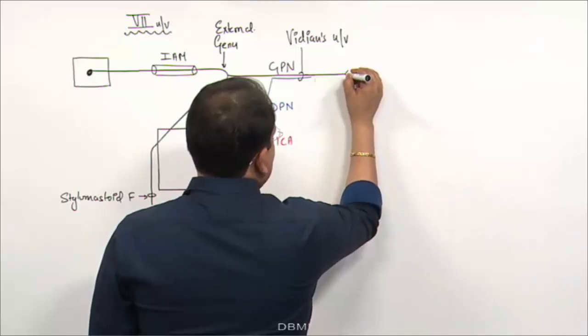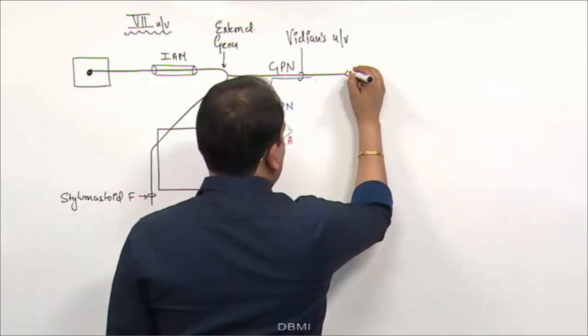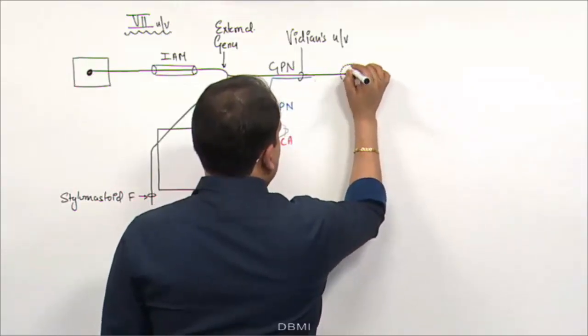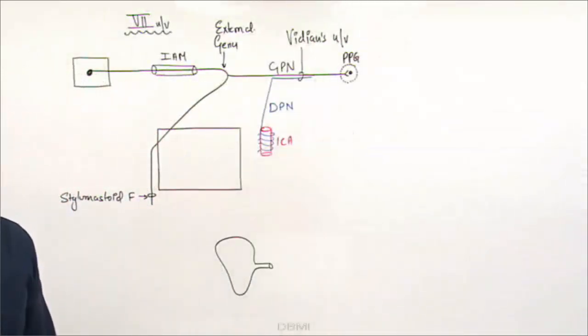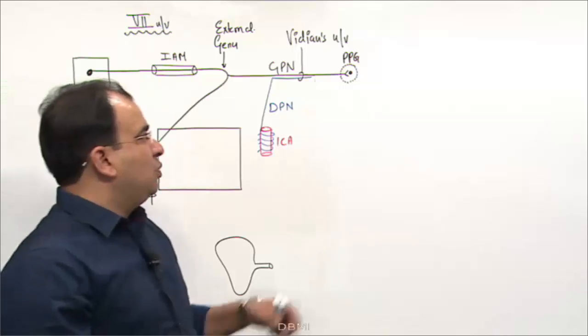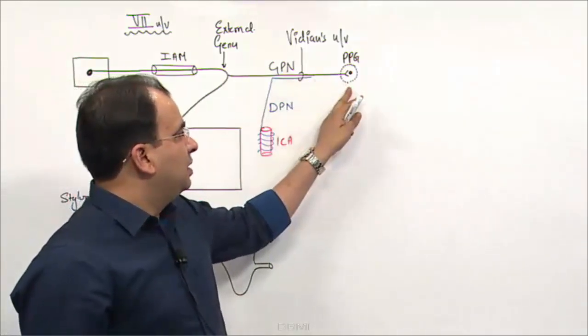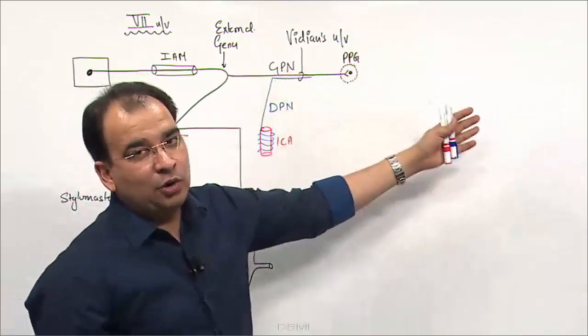Greater petrosal nerve, we said it is a preganglionic nerve. So obviously it has to go and relay in some ganglion. Guys, it will relay into this ganglion which we already know, and this is PPG, that is pterygopalatine ganglion. So pterygopalatine ganglion, preganglionic fibers to the pterygopalatine ganglion are coming from the greater petrosal nerve, and we already know the rest of the story.